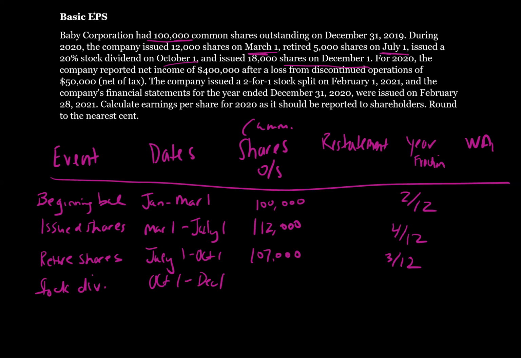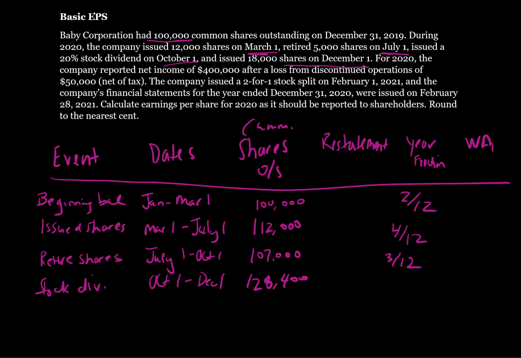And this is going to give us 107,000 times 20%, which is going to give us a 20% stock dividend. We're going to get 128,400 here.